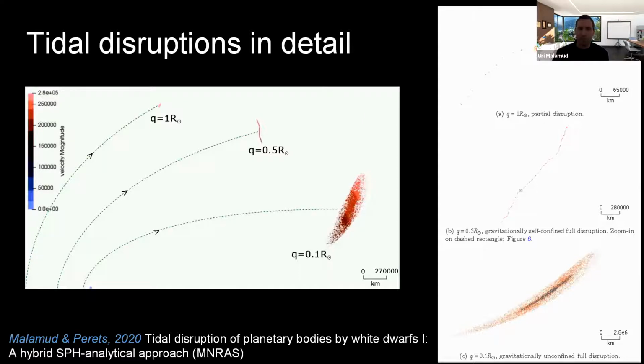There are dozens of papers about TDEs, about the tidal disruptions of stars around supermassive black holes, but no one has ever carried out numerical simulations, almost with the exception of one work, which is very, very limited. No one has actually studied the disruption of planets or dwarf planets or asteroids, large asteroids around the white dwarfs. So this is the first.